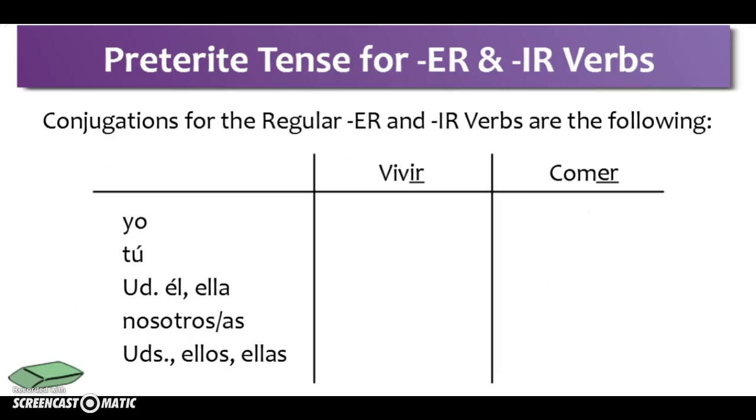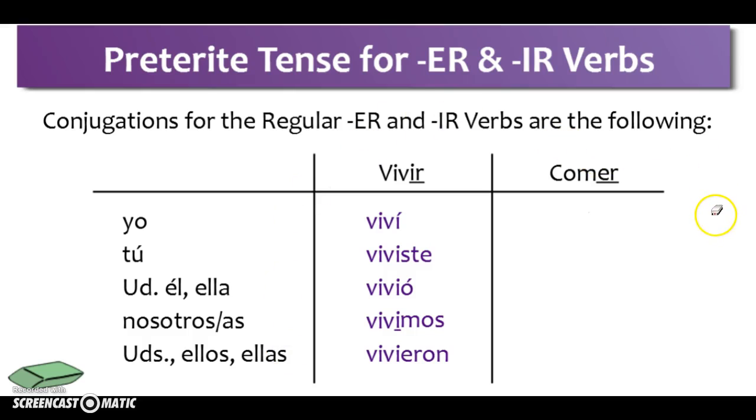So let's look at two regular ER and IR verb examples, vivir, to live, and comer, to eat. Vivir first. Let's conjugate the entire verb in the preterite tense. For yo, viví. For tú, viviste. Usted, él, and ella, vivió. Nosotros and nosotras, vivimos. And ustedes, ellos, and ellas, vivieron.